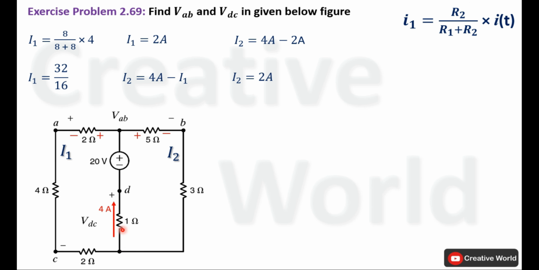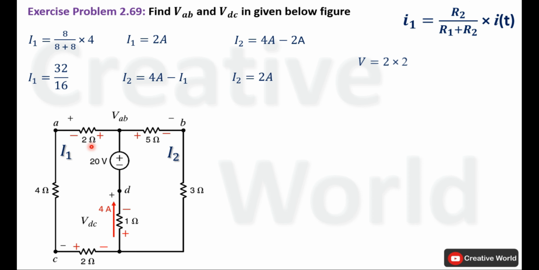The direction of current in this 1 ohm resistance is upward. The current entering terminal will be taken with positive sign and the current leaving terminal will be taken with negative sign. And the direction of current in this 2 ohm resistance is counterclockwise. The current entering terminal will be taken with positive sign and the current leaving terminal will be taken with negative sign. Now using Ohm's law, we will calculate voltage across these resistances.